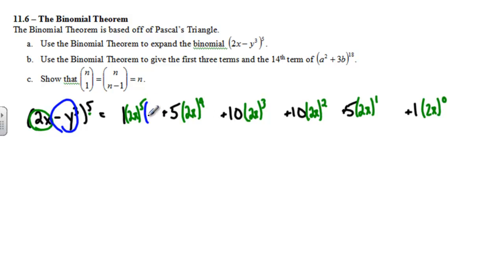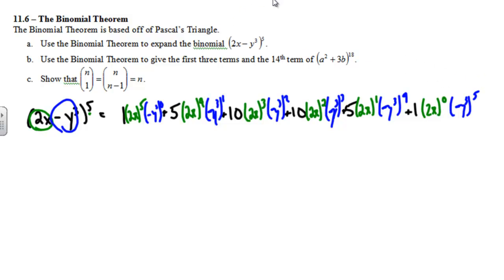And so I'm going to start here with the first term here and say negative y cubed to the 0, negative y cubed to the first, negative y cubed to the second, negative y cubed to the third, negative y cubed to the fourth, and then negative y cubed to the fifth. Okay? Now, normally I say this next step is an intermediate step, but I would probably make sure that you write this down, even though it's optional.